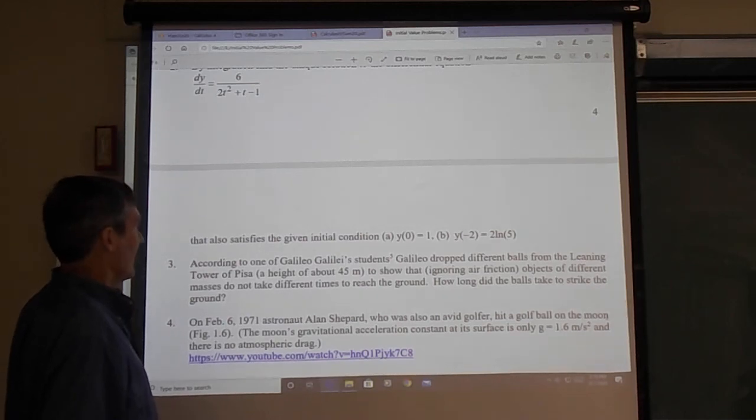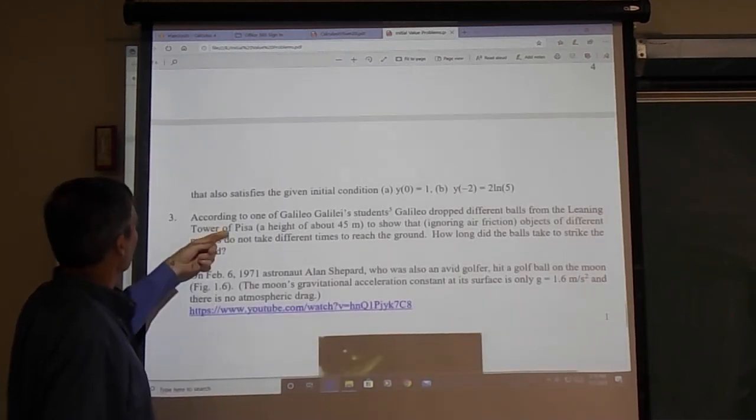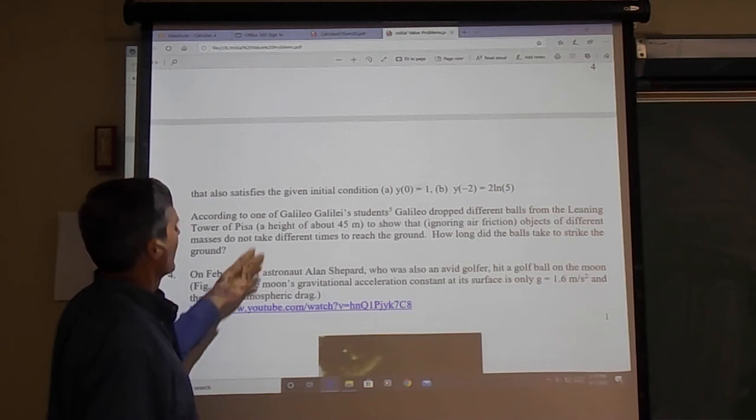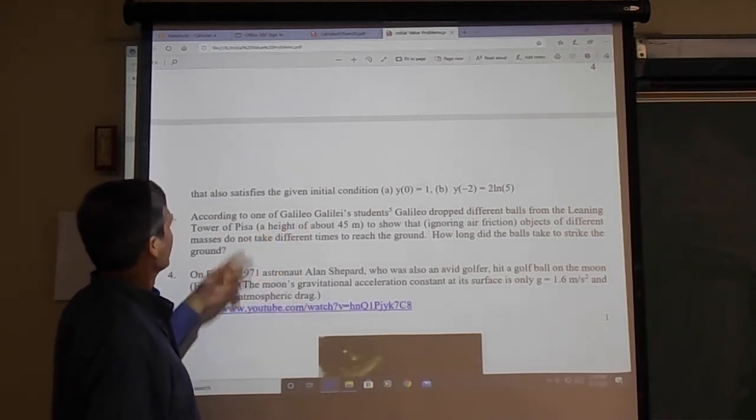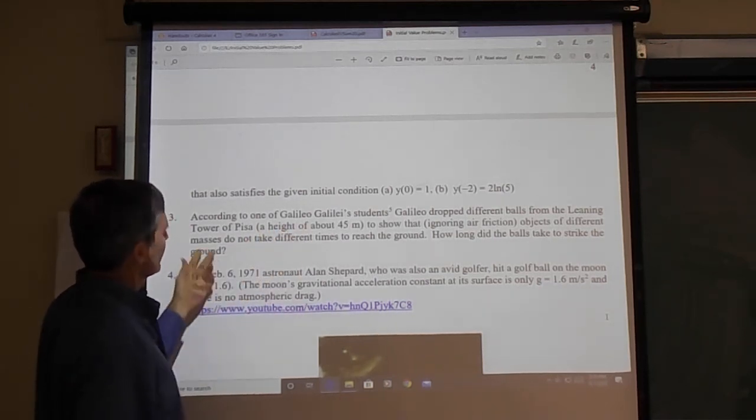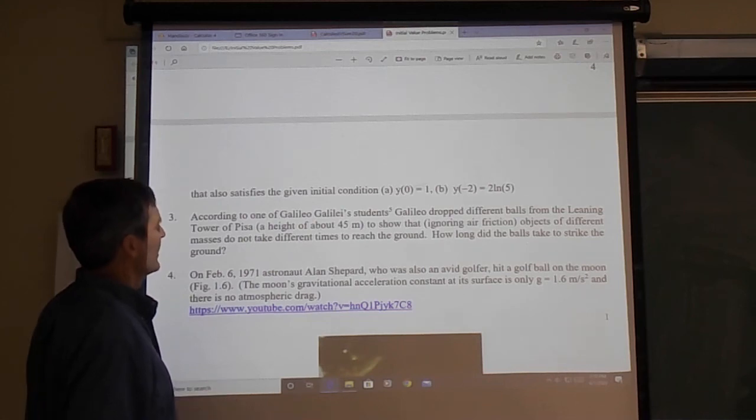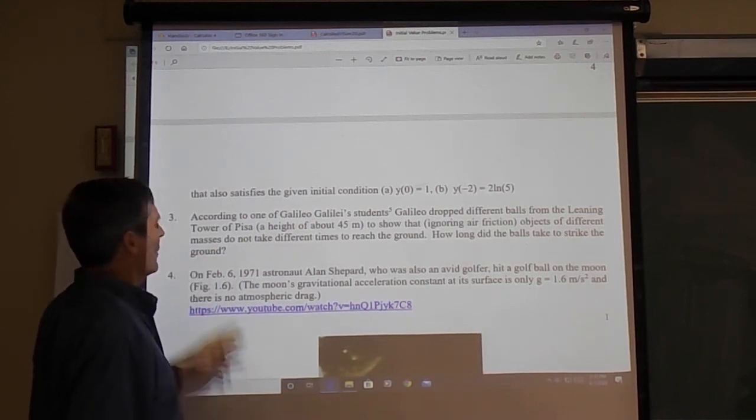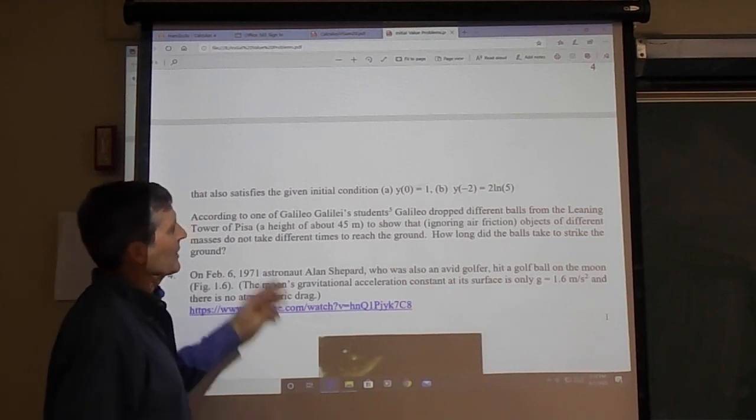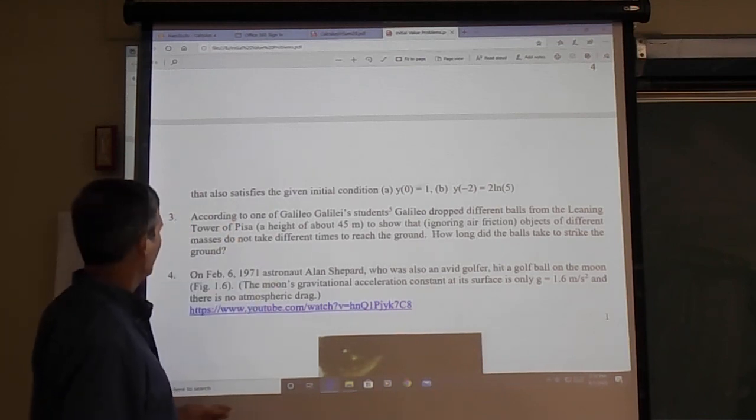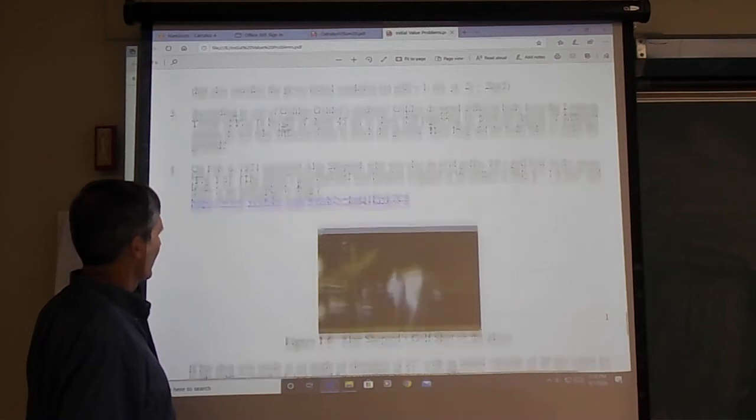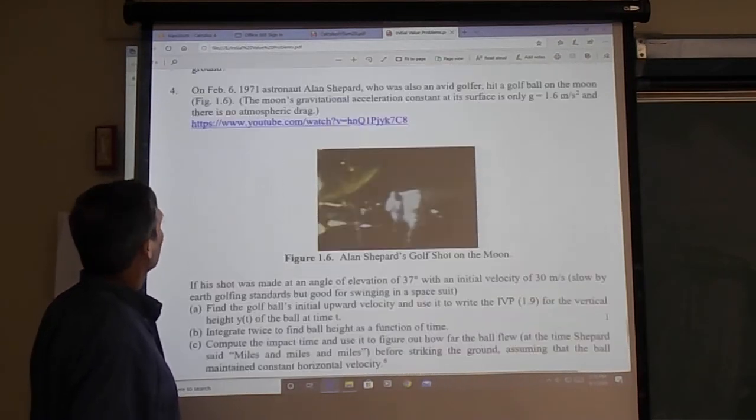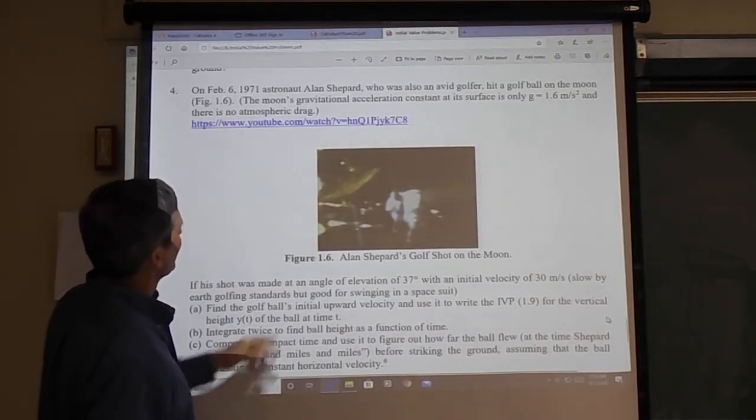And then finally, try this problem here. One of Galileo's students said that Galileo dropped different balls from the Leaning Tower of Pisa. And how long did it take the balls to strike the ground? Use that equation we found and see if you can find out how long it takes. This one is just for fun. You don't have to do this last one. Let's leave it off. But this is a very fun thing.